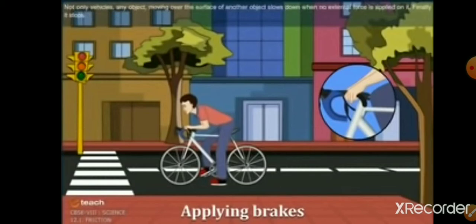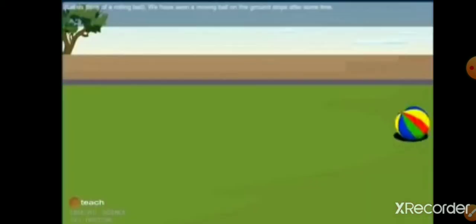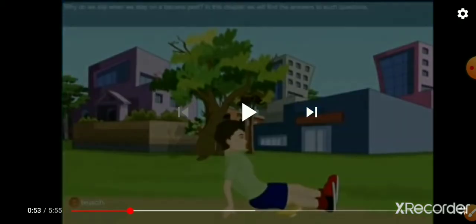Not only vehicles, any object moving over the surface of another object slows down when no external force is applied on it. And finally, it stops. Have you not seen a moving ball on the ground stopping after some time? Why do we slip when we step on a banana peel? Why is it difficult to walk on a smooth and wet floor? So, children, you will find the answers to such questions in this chapter.